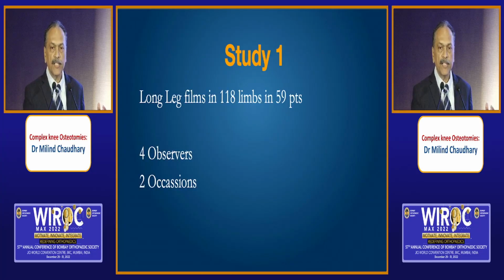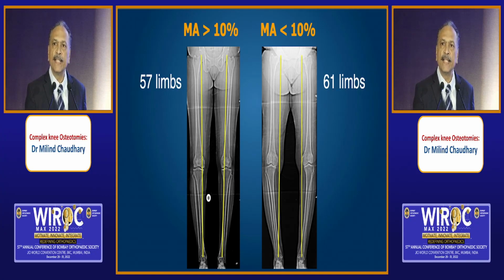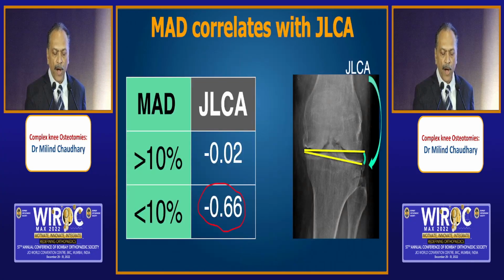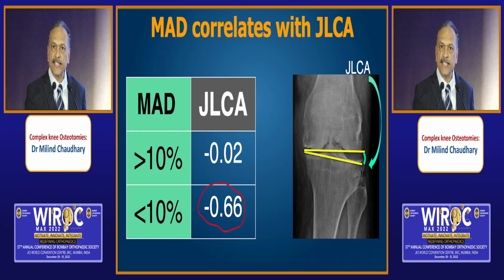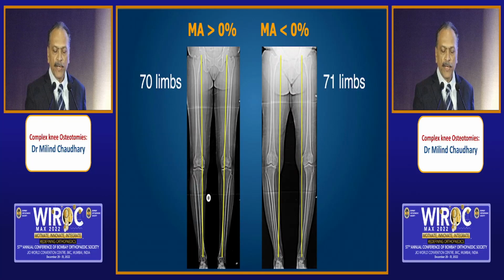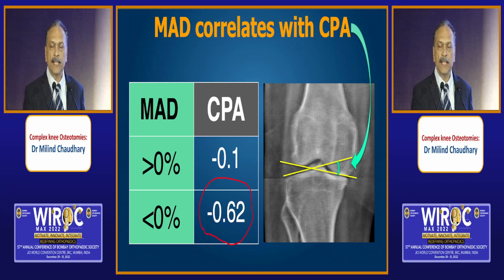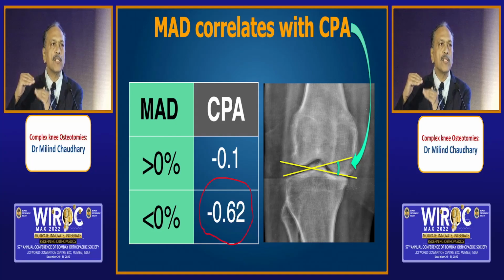There are some studies that led to this understanding. The first study we did with 4 observers, 118 limbs, and we broke up the mechanical axis into greater than or less than 10% of joint width. And what we found is that larger deformities correlated well with a high JLCA. In the second study, done 3 years after the first, 141 limbs, we kept mechanical axis deviation at 0%, and half of them were more than 0, half were less than 0, which are severe. And we found that the larger deformity is correlated with CPA, the condylar plateau angle, which tells you that the two condyles are not collinear.